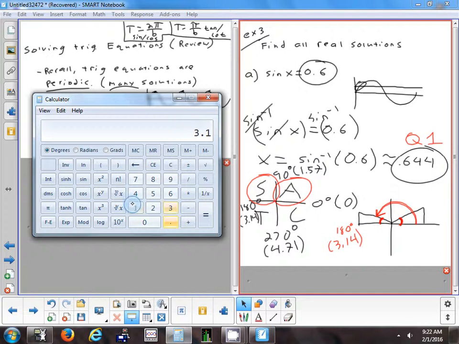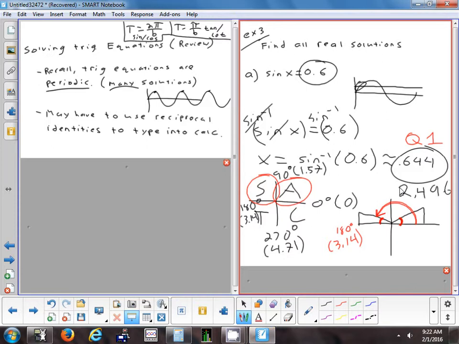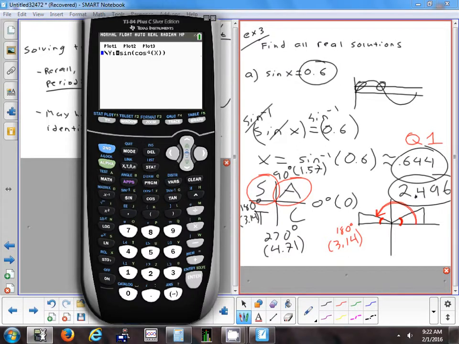All right, so we got 3.14 minus 0.644, 2.496. And that should be that second answer. What I'll do is I'll graph it and check. If they don't specify how you get your answer, you can graph it or you can do the algebra. If they want you to show the algebra, though, then if you just write the answer, you wouldn't get the credit. So just make sure you do what the directions are asking.